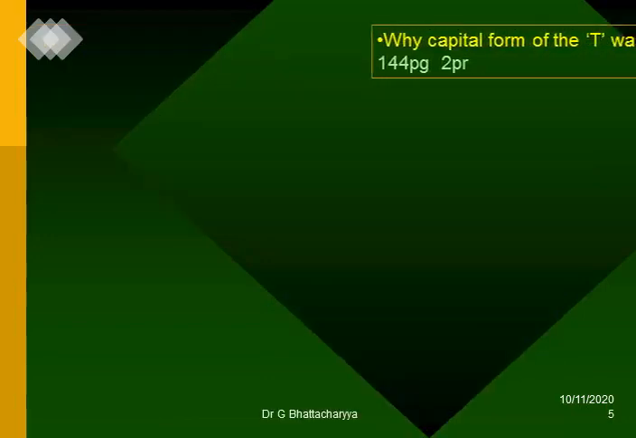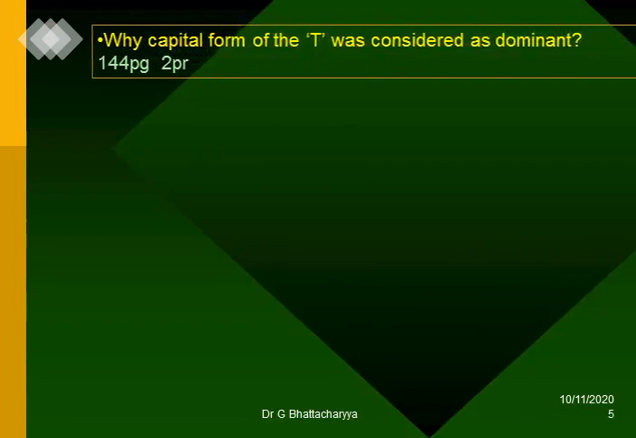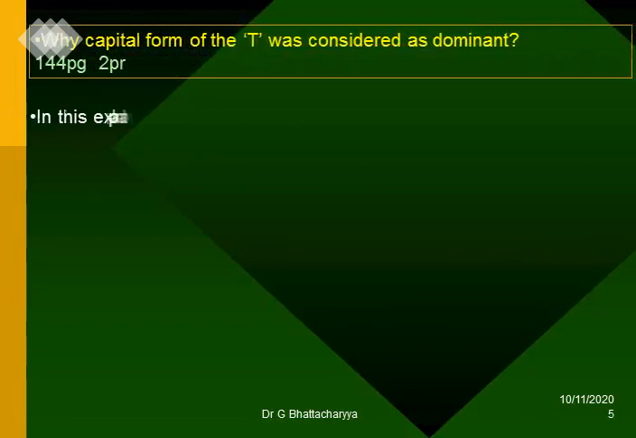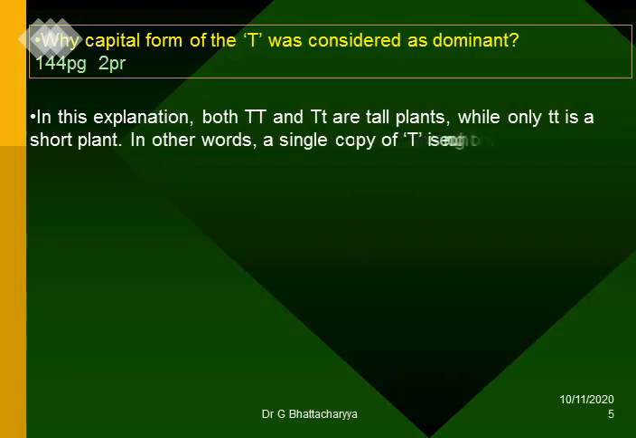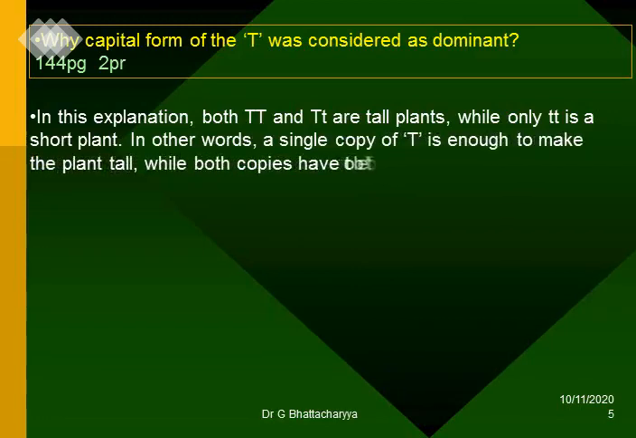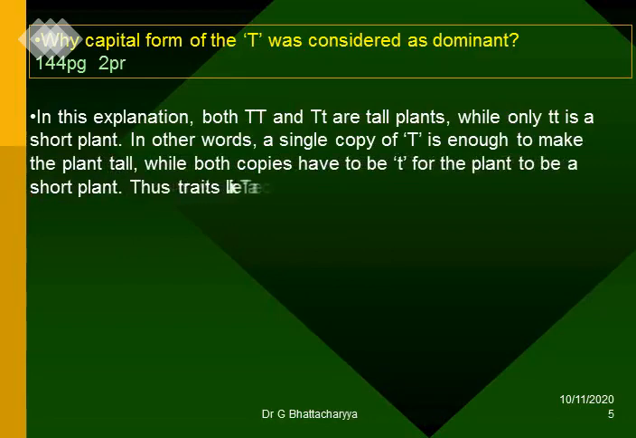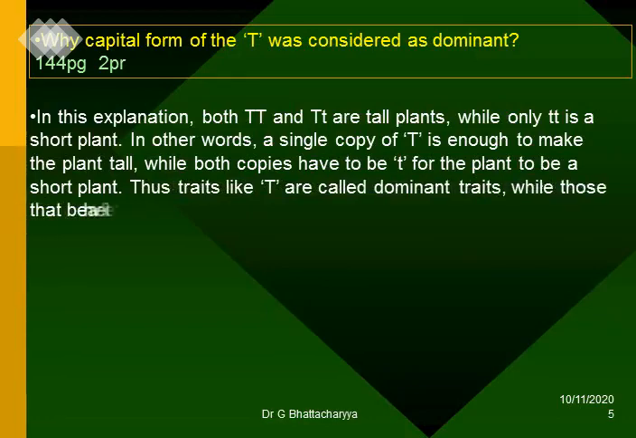Why capital form of the T was considered as dominant? In this explanation, both capital T capital T and capital T small t are tall plants, while only small t small t is a short plant. In other words, a single copy of capital T is enough to make the plant tall, while both copies have to be small t for the plant to be a short plant. Thus, traits like capital T are called dominant traits, while those that behave like small t are called recessive traits.